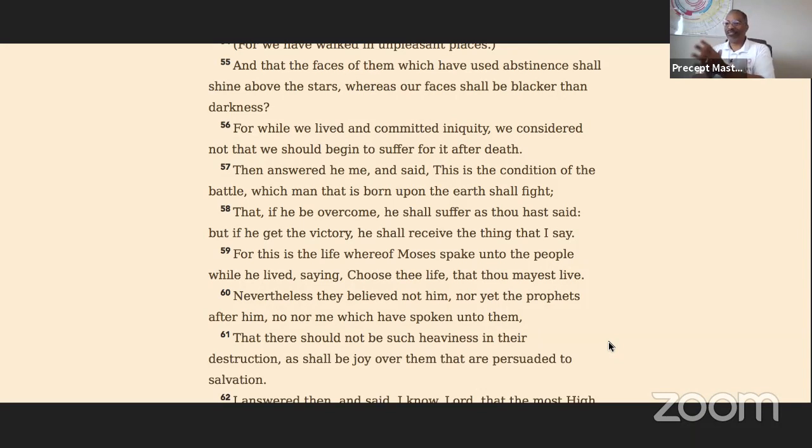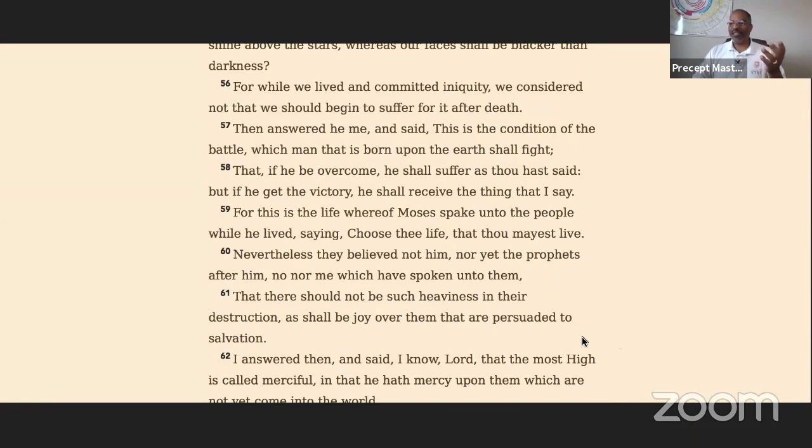But you have some that will come and tell you what is truth, and you won't even believe them. Nor me, which has spoken unto them. But he says, watch this. There should not be such heaviness in their destruction, as shall be joy over them that are persuaded to salvation. This is what's being said. So we have to understand what's going on. We have to look at the scriptures in its full entirety on what actually happened.